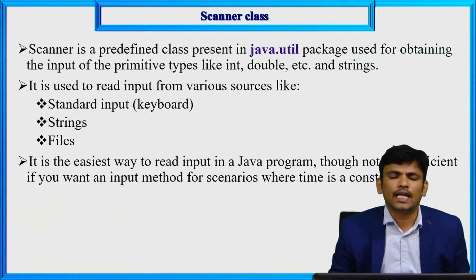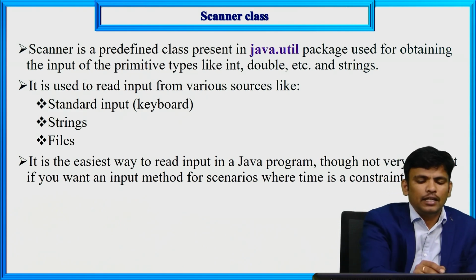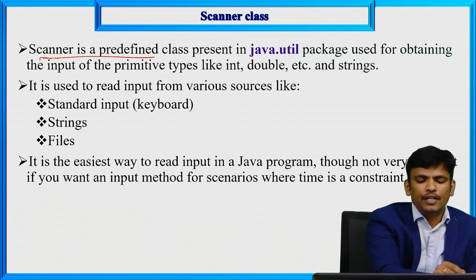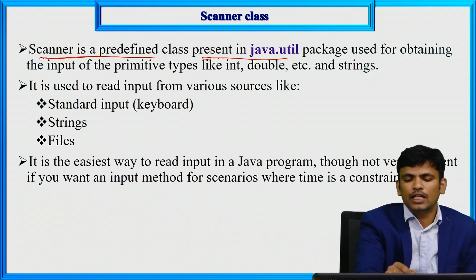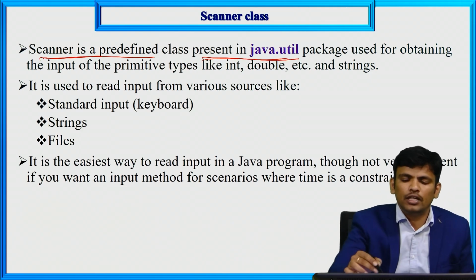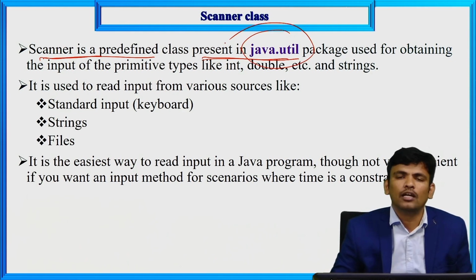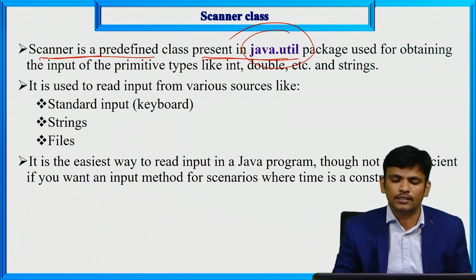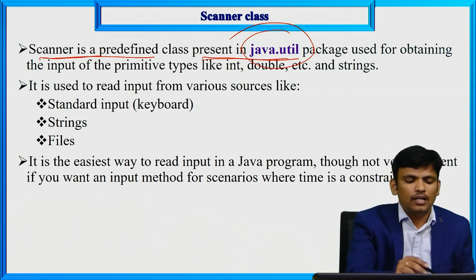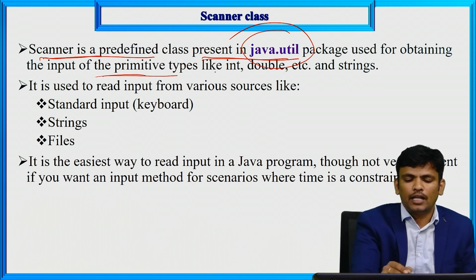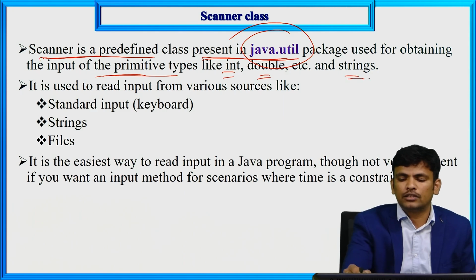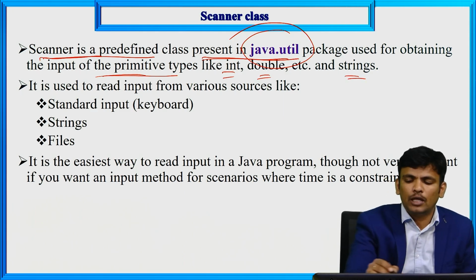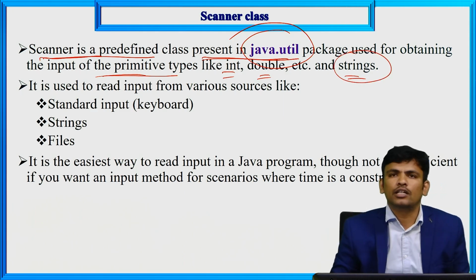Coming to the Scanner class, Scanner is a predefined class which is present in the java.util package. As we know, java.util is a utility package, and within this package we have some utility classes. The best example is the Scanner class. It is used for obtaining input of primitive types like integer and double, and apart from the primitive types, we can also read string type data.